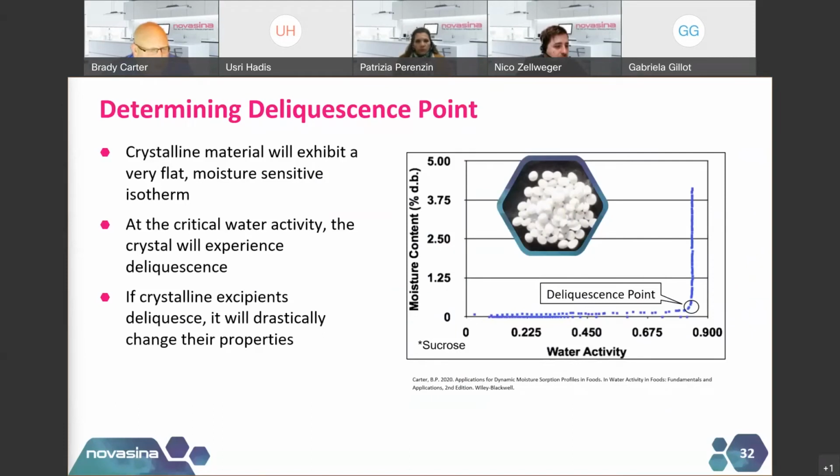So for a crystalline material, if you're going to use a crystalline excipient, the important thing here is what we call the deliquescence point, and the water activity at which that happens is called the critical water activity.